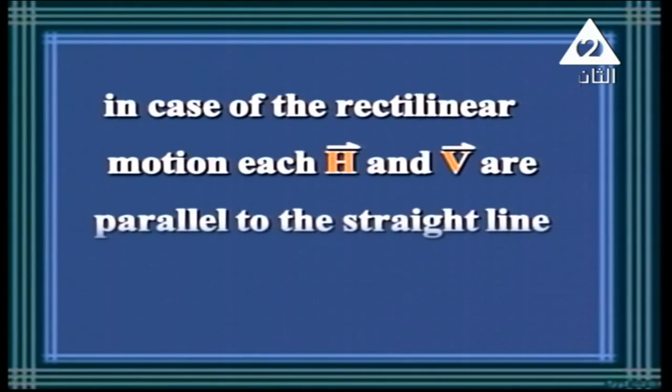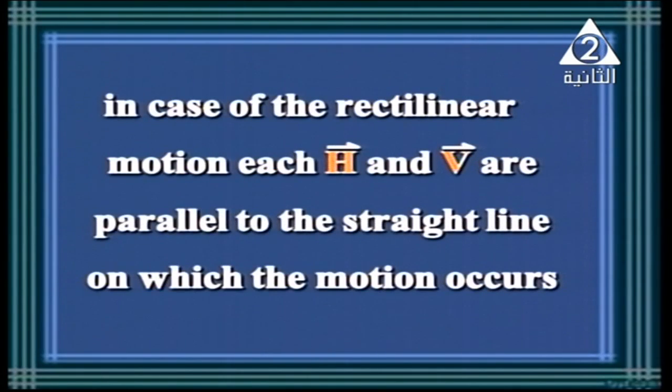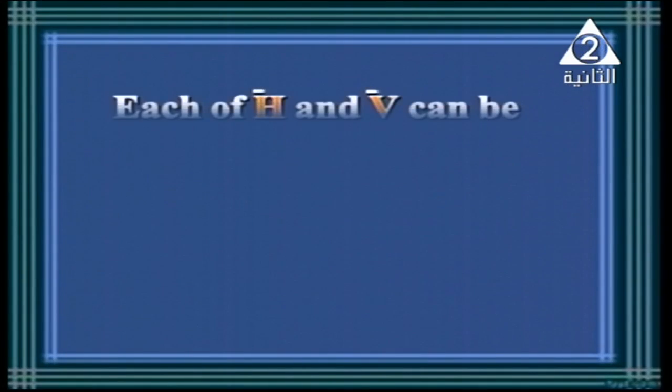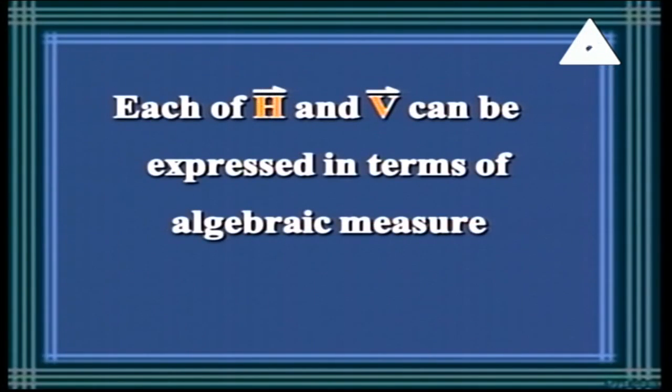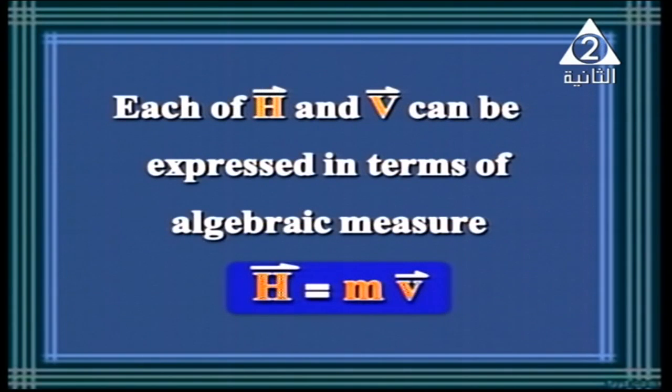In the case of rectilinear motion, each of H and v are parallel to the straight line in which the motion occurs. Each of H and v can be expressed in terms of its algebraic measure: H equals m v. H vector equals m times v vector. M represents the mass of the body, v represents the velocity of the body.